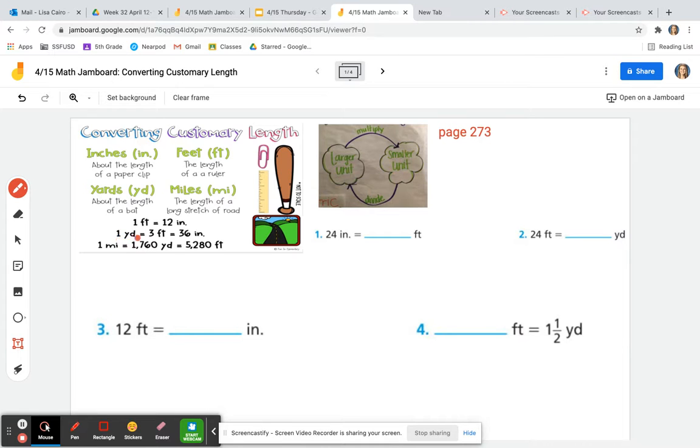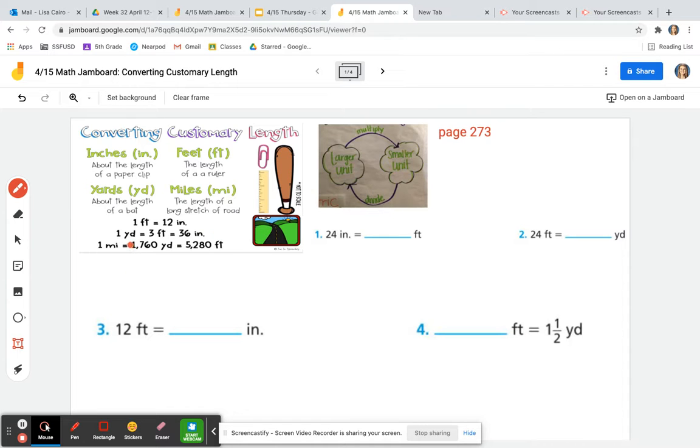1 yard, and here's 2 equal signs in this one. So it says 1 yard is equal to 3 feet, which is also equal to 36 inches. I know we're not used to seeing a setup with 2 equal signs. What that means is we could take things out and kind of switch things around. 1 yard is equal to 36 inches, 3 feet is equal to 36 inches, and so on.